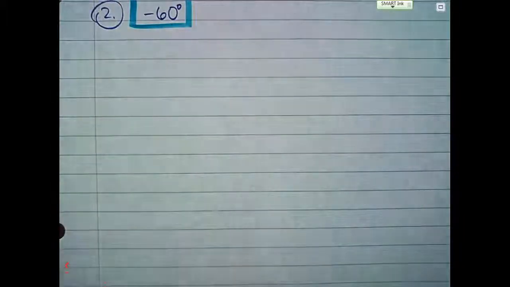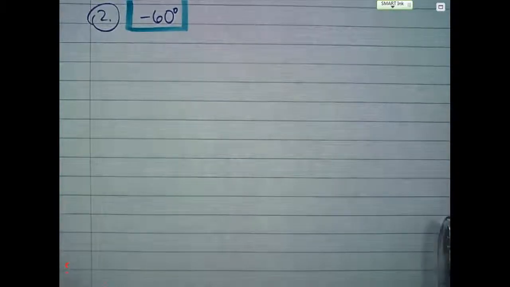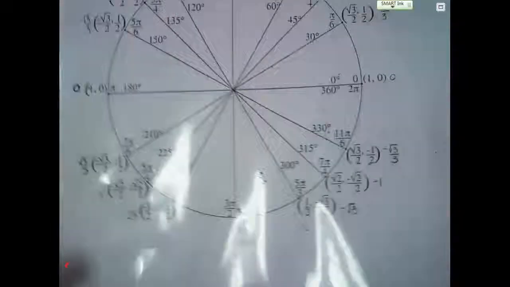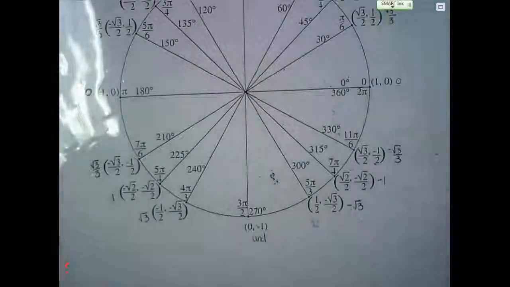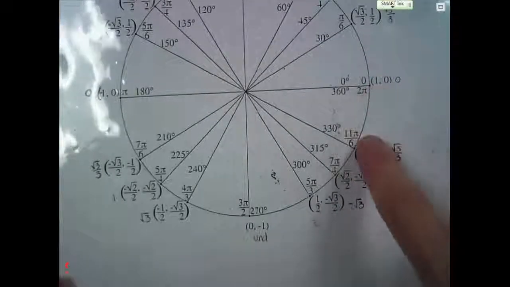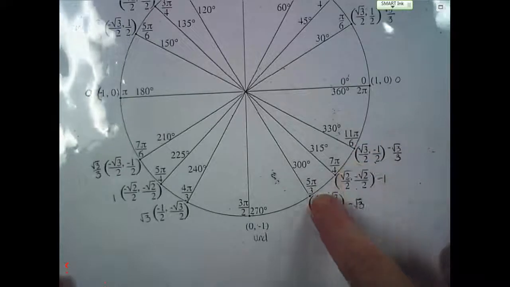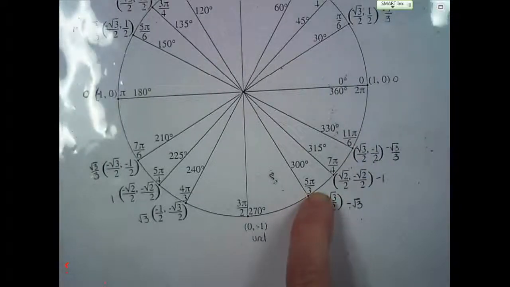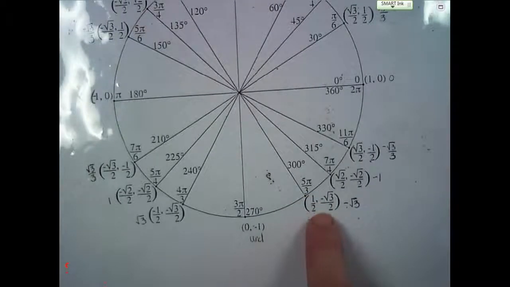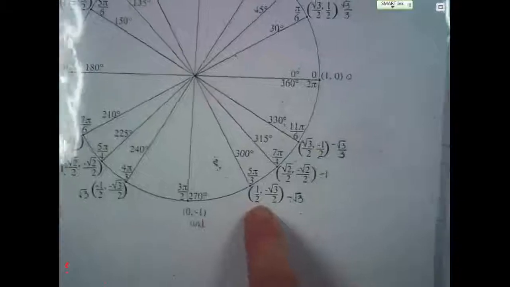Is 60 on your unit circle? Yeah. The reason I know it's on your circle is to find the exact trig functions. So if 60 is on the unit circle, is negative 60 on the unit circle? Yeah, you just count clockwise. So negative 30, negative 45, negative 60. So it's the same spot as 300. Do we have an ordered pair there? What is the ordered pair? 1/2, negative root 3 over 2.